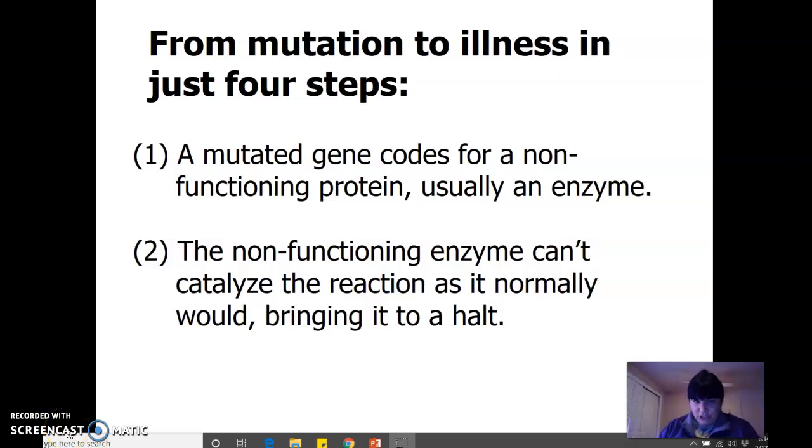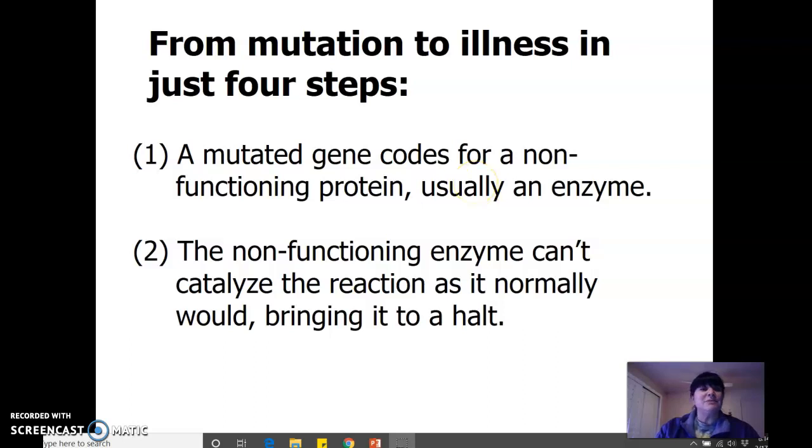All right, so mutations. If it's going to be a harmful mutation, what would it take to go from mutation to illness? It says from mutation to illness, just 4 steps. First, a mutation, a change in the DNA, a change in the gene. Mutation gene codes for a non-functioning protein, usually an enzyme. Proteins are such a big category of molecules, and proteins function as enzymes. Enzymes help chemical reactions occur.